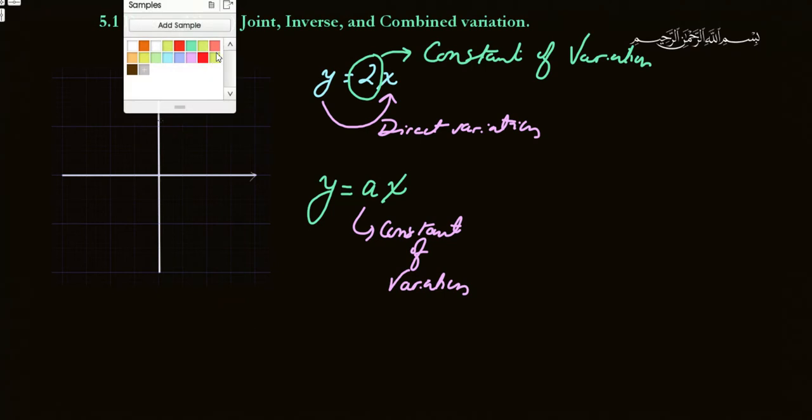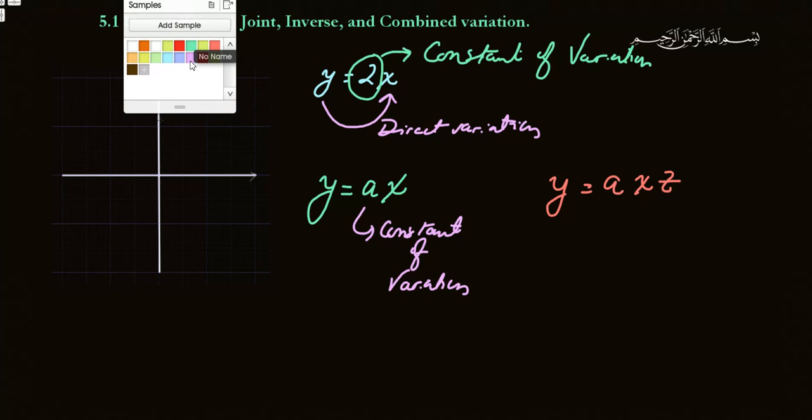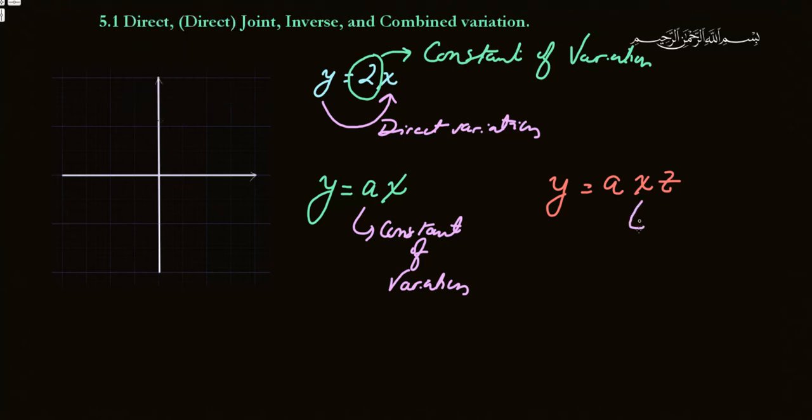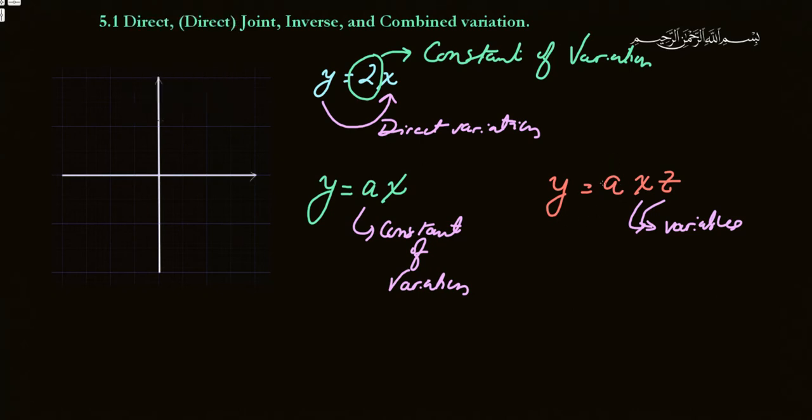Now, it is also possible that y could be related to more than one thing, right? For example, y could be related to, like this, a times x times z. In this case, y is related to 2 other variables. In other words, x can be some variable and z can be some variable. Alright, so these are variables. And the a over here is again the constant of variation. Alright, so a is again a constant. It means it doesn't change. It would have to be given to you.